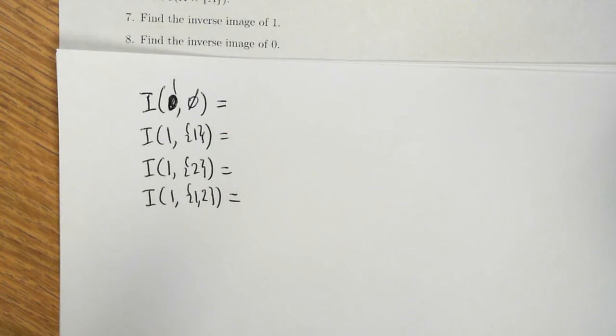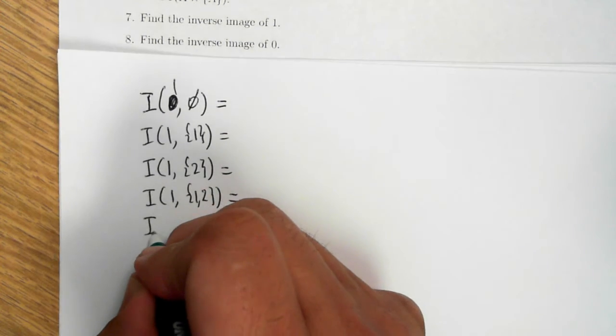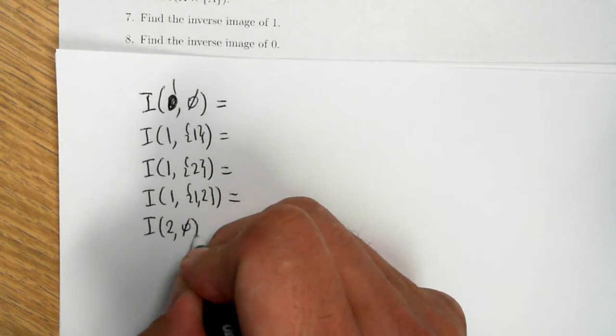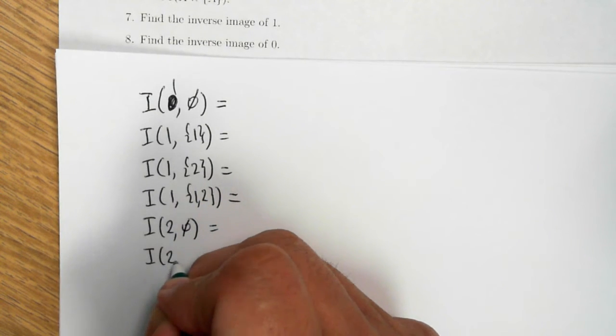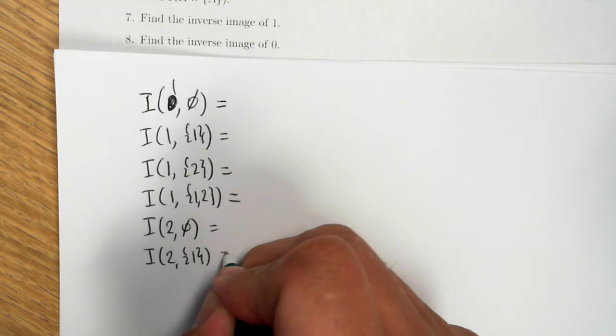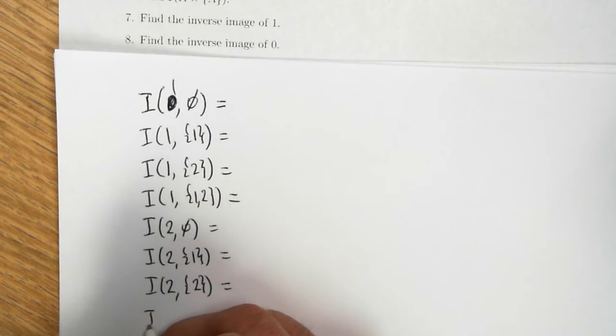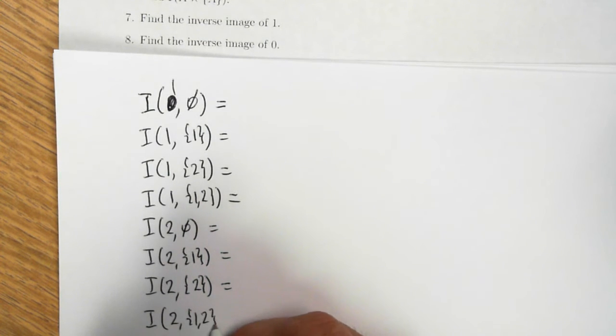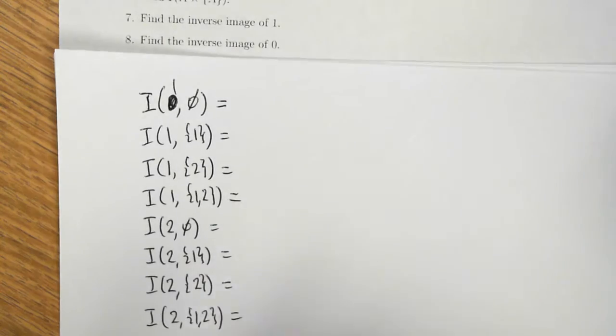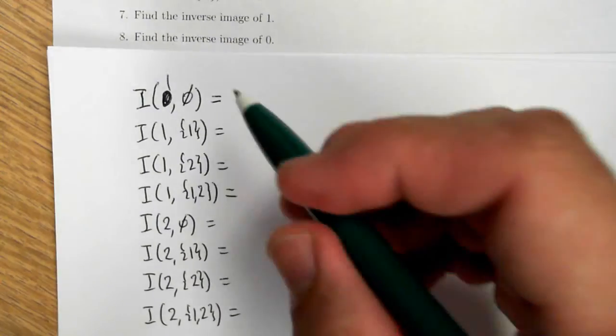Okay, so that's 4 of the elements in the domain. The other 4 elements are going to be (2, empty set), (2, set containing 1), (2, set containing 2), and then (2, set containing 1 and 2). All right, so let's just list these out.